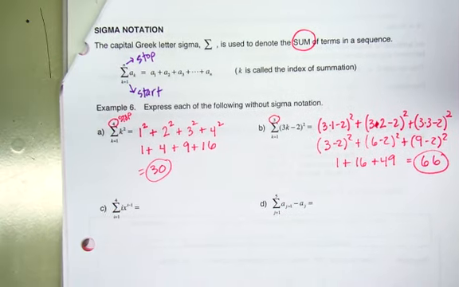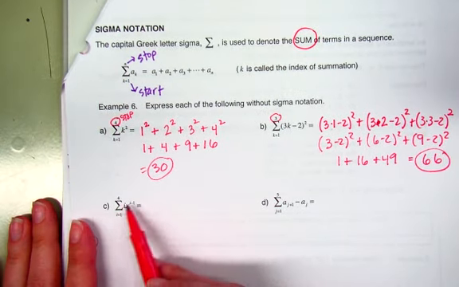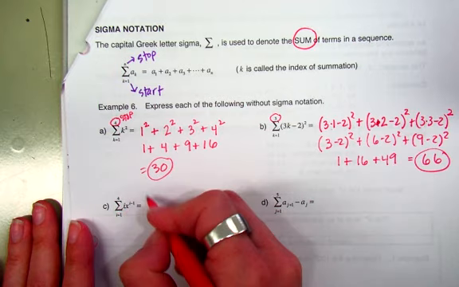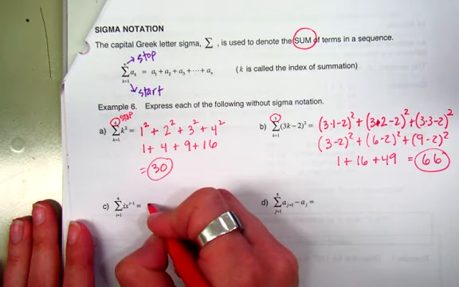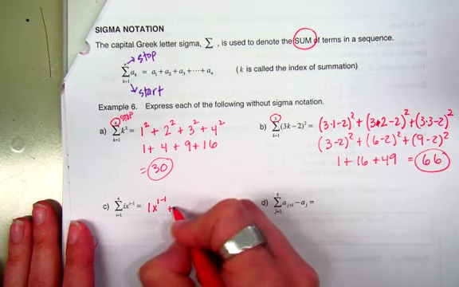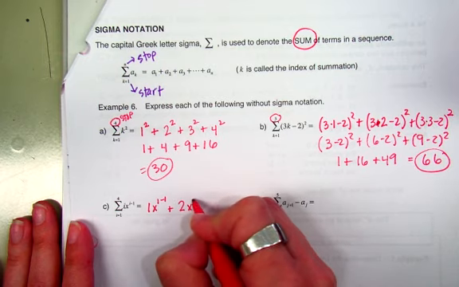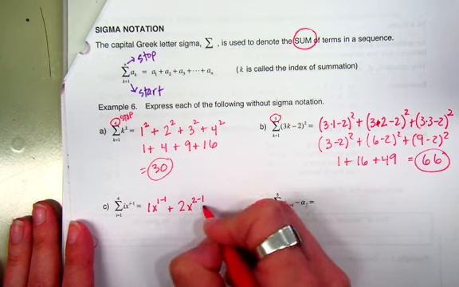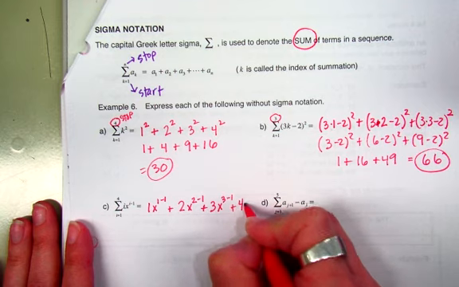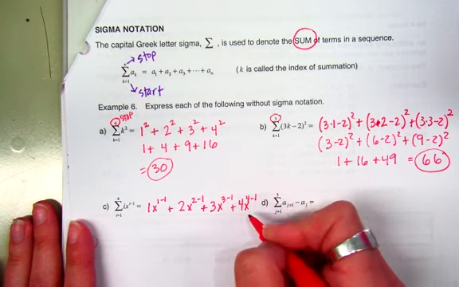Same thing for C. In this case, you're going to have this variable x, and that x is just going to come along the whole time. So I start with 1. I'll have 1 times x to the 1 minus 1. Second term, 2 times x to the 2 minus 1. Third term, 3 times x to the 3 minus 1. Fourth term, 4 times x to the 4 minus 1.